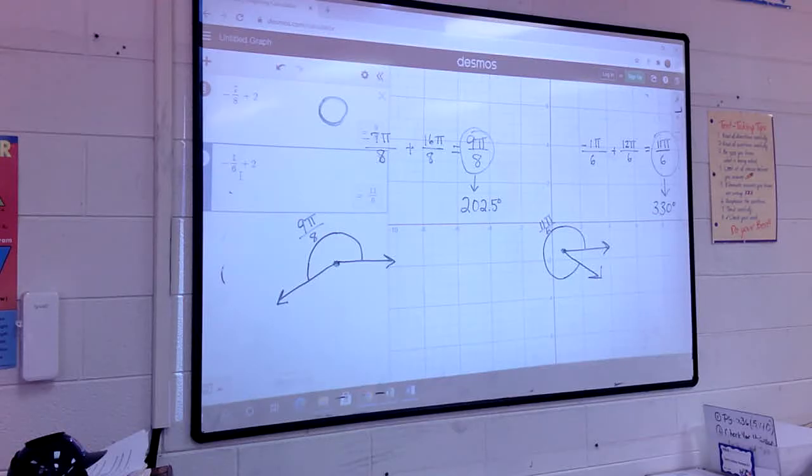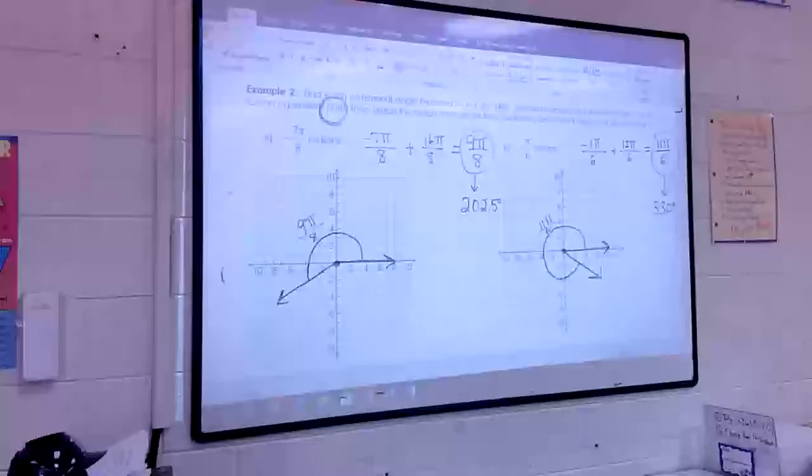So you can just type in, as easy as in the first one, just saying negative 7/8 plus 2, and that'll give you 9 over 8, and negative 1/6 plus 2, and that'll give you 11 over 6. And on Desmos, decimal to fraction is just this little button right here. You can do that in your other graphing calculator too. Does that make sense?